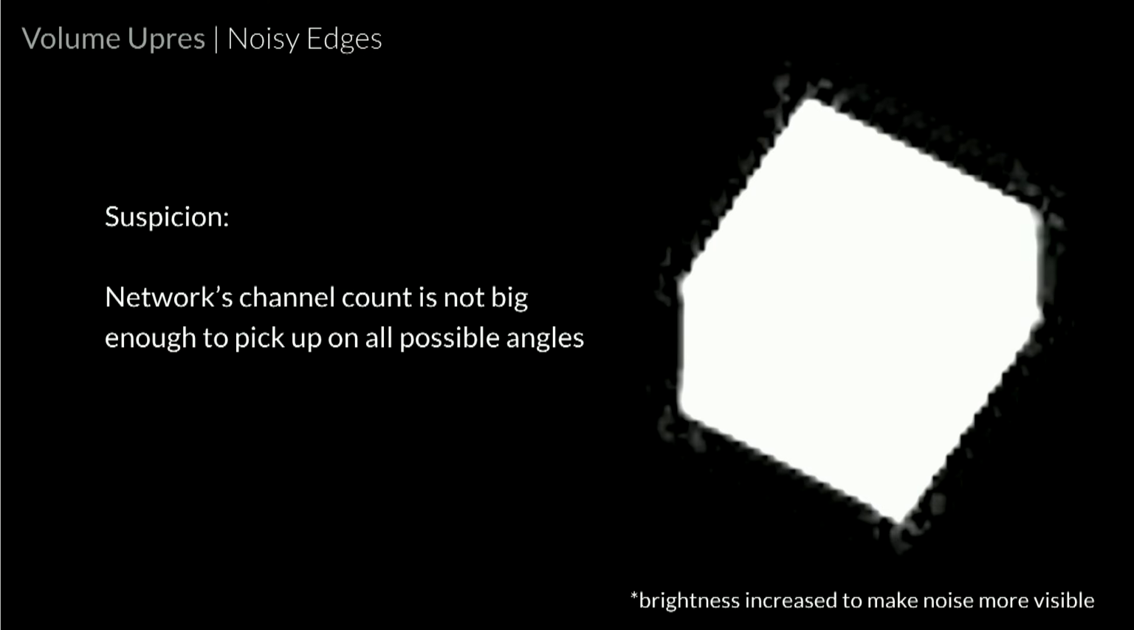But if we take a closer look, we can see some noisy edges showing up here, and there are multiple reasons that could be related to. But most likely is that the amount of channels in our convolutional layers isn't big enough. Essentially, we don't have enough filters to account for all the possible angles those pixels could represent.